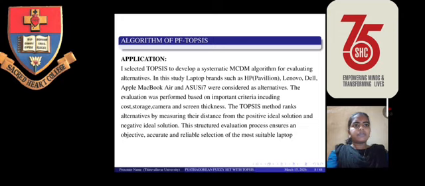The TOPSIS method ranks alternatives by measuring their distance from the positive ideal solution and negative ideal solution. This structured evaluation process ensures an objective, accurate, and reliable selection of the most suitable laptop.